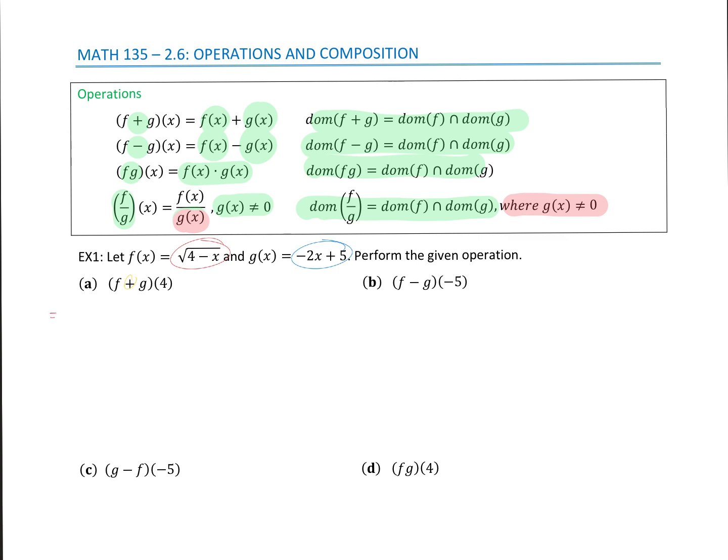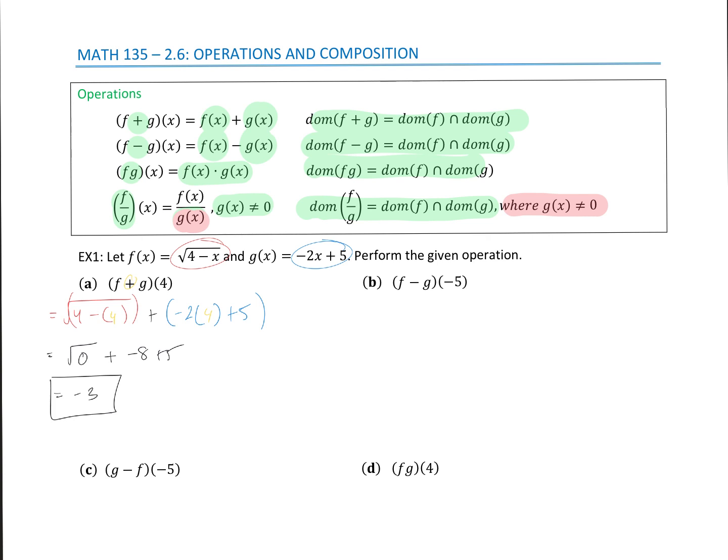So let's see, I'll go ahead and try color coding this. This is going to be the square root of 4 minus my input, which is 4, plus, because that was the f function, now we're going to do the g function, which is negative 2 times my input plus 5, and again my input is 4. Simplifying this out, that's going to be the square root of 0 plus negative 8 plus 5, which in total is going to be negative 3. Alright, let's go ahead and look at the next one.